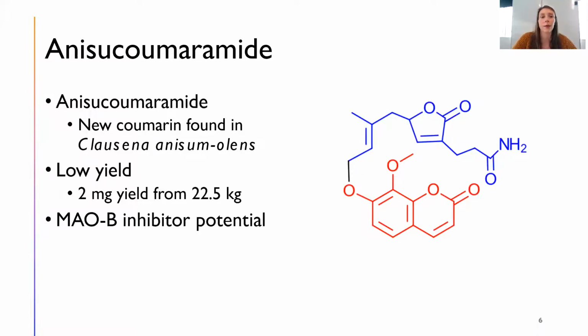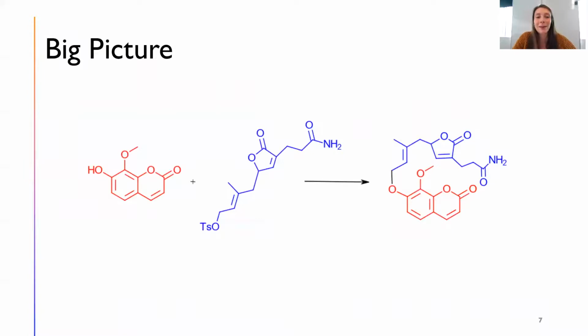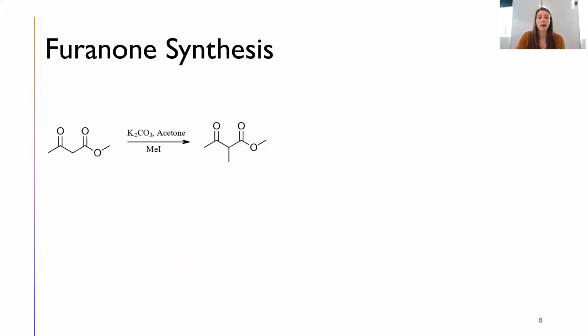And so the focus of my research has been to try and synthesize this molecule in a lab so that its biological properties could be further studied and just see if it could work as a MAO-B inhibitor or other biological properties as well. The big picture for this molecule, since it's such a large molecule, the synthesis is broken down into 2 halves where we have this part here, which is the coumarin backbone, and then this blue part is the furanone side chain. You're going to create the 2 halves separately and then bring them together at the very end.